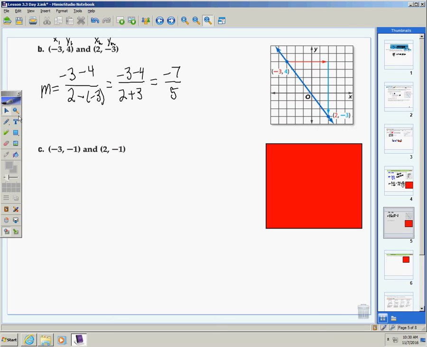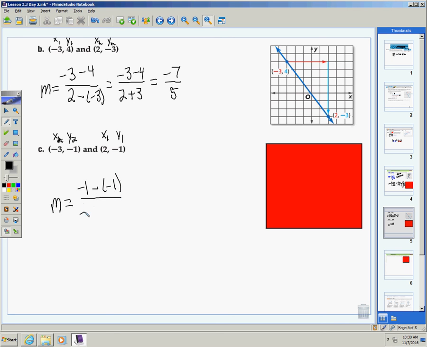For my last example, I'm going to label this one x2, y2, x1, y1, just to show you that the order does not matter. You can label your first point with your x2 and your y2, and you will still get the right answer. So don't think that you have to label them a certain way. So if I do this, y2 is negative 1 minus y1 is negative 1. Over x2 is negative 3 minus x1, which is 2.